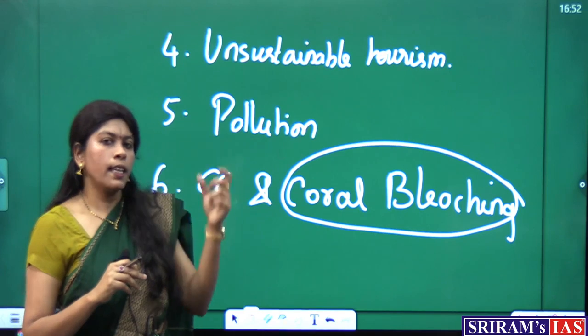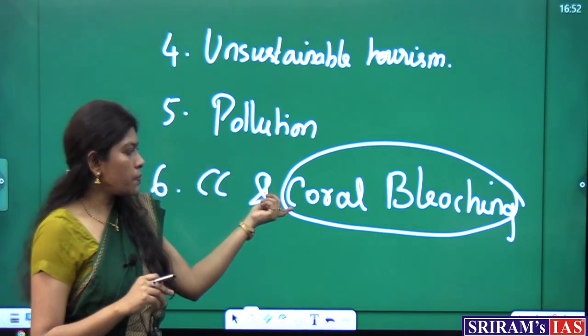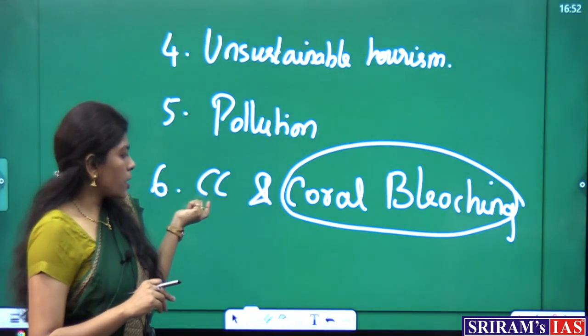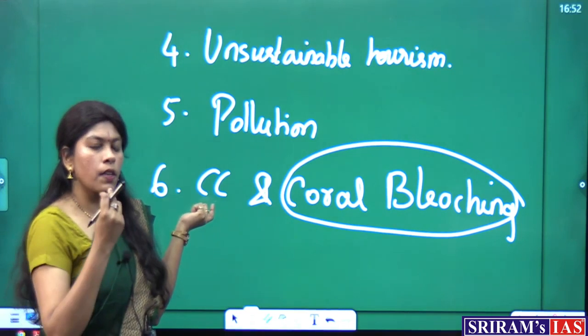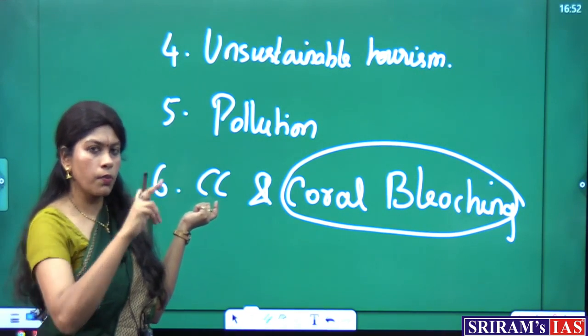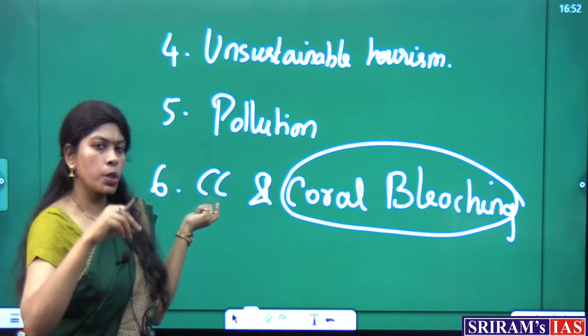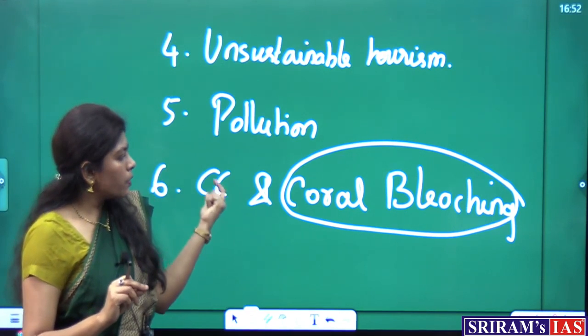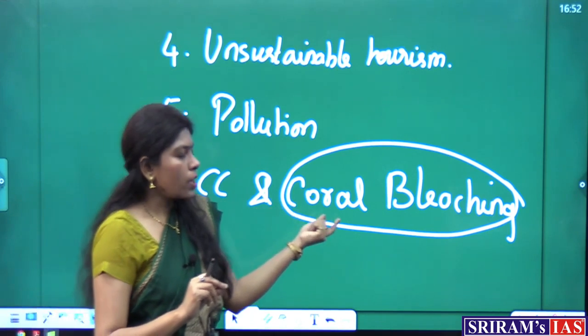The beautiful color of coral comes from algae. When climate change happens, sea surface temperature increases. That is called global warming. Because of global warming, the ocean temperature also rises. When ocean temperature rises, what happens?